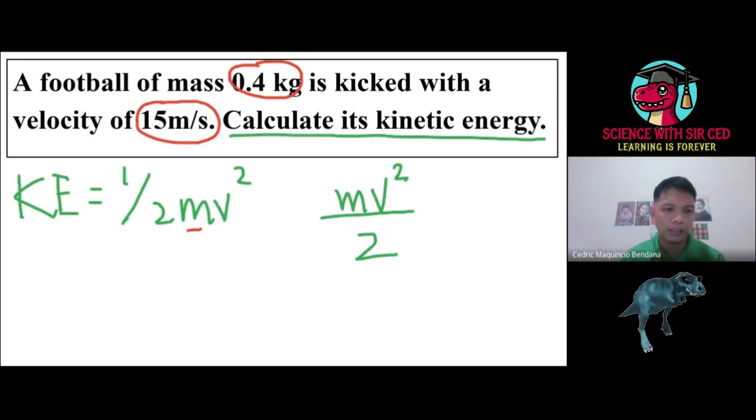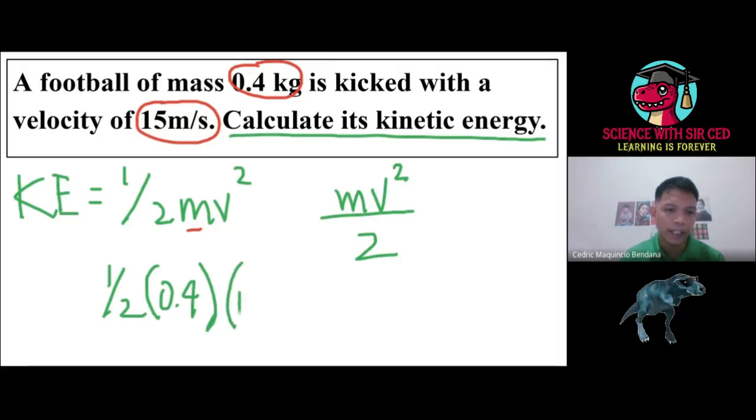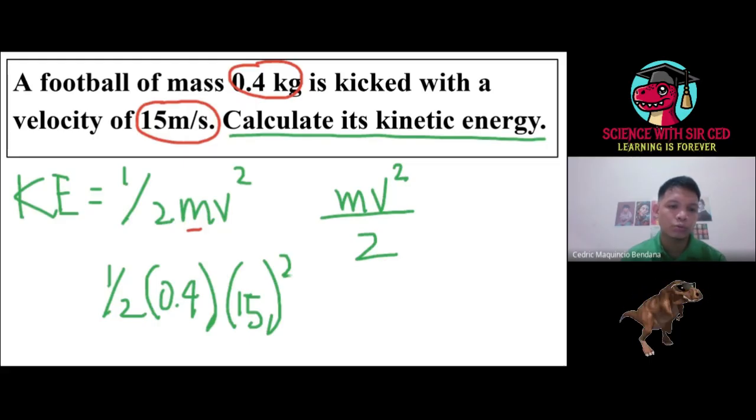Let's substitute the given into the formula. So it's going to be 1/2, mass is equivalent to 0.4, multiplied by 15 squared. Okay, that is the crucial one. That is very important because most of the time, some of us forget to put the square symbol here. If we forget to put the square symbol, it changes everything. Maybe we overlook that it's missing there, so our calculation will be wrong.